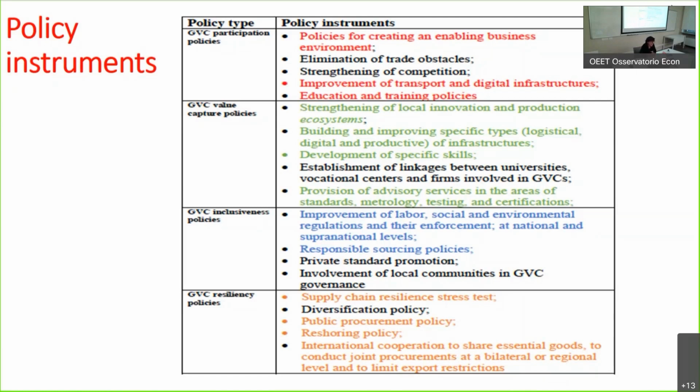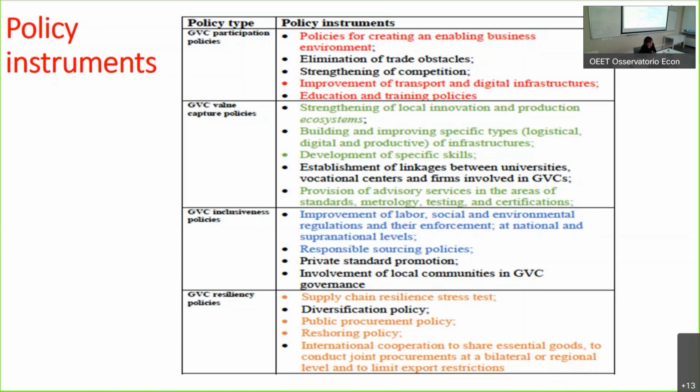GVC inclusiveness policies, in this case, of course, part of this type of policy are all the interventions aimed at creating, introducing and implementing regulations in relation with labor, social, and environmental issues. Other types of instruments could be responsible sourcing policies, the promotion of private standards, and also the involvement of local communities in GVC governance.